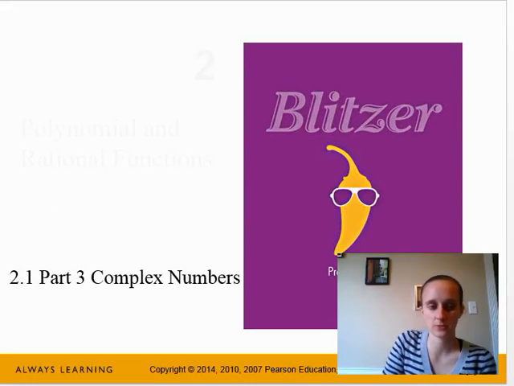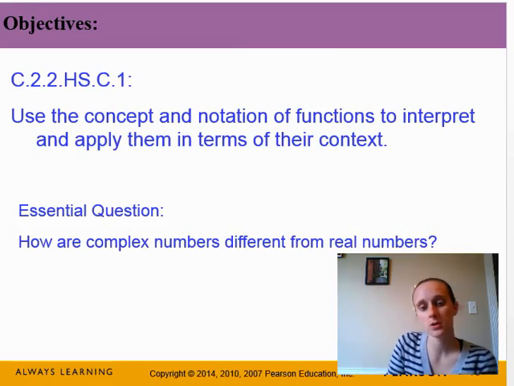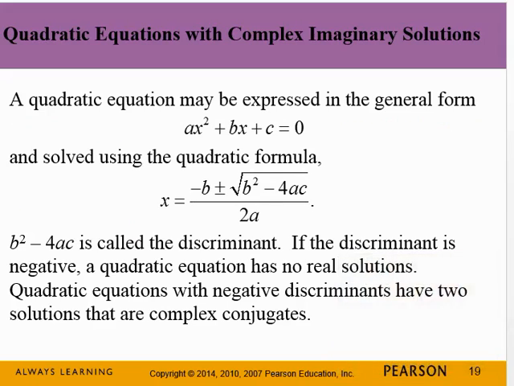Welcome to part 3 of 2.1, Complex Numbers. It's our third and final part. Essential question is the same: How are complex numbers different from real numbers? This time we are going to talk about using the quadratic equation with complex imaginary solutions.